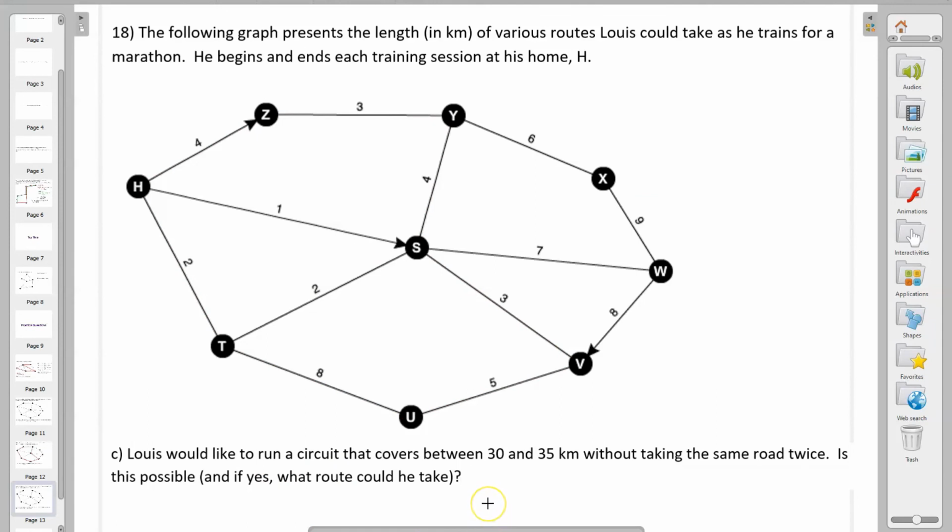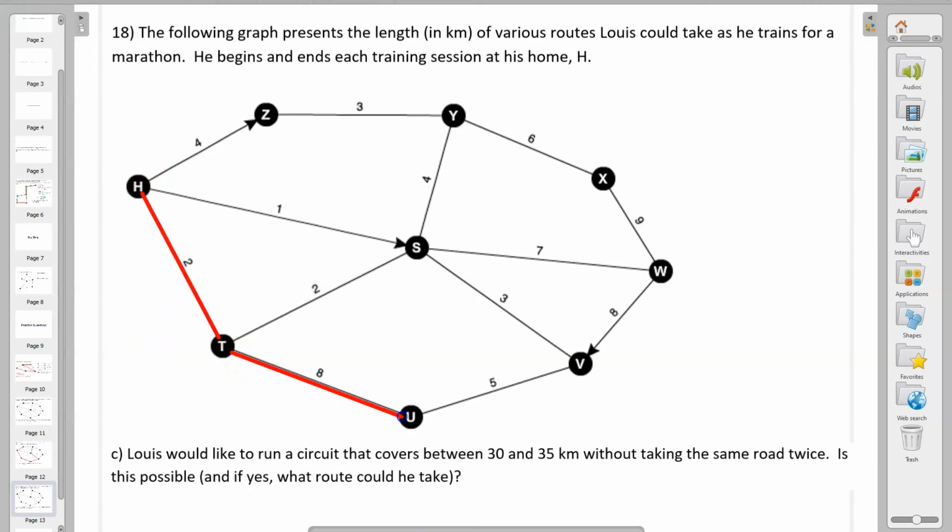Question C says Louis would like to run a circuit that covers between 30 and 35 kilometers without taking the same road twice. Is it possible? And if so, what route could he take? We know he has to start at H, so let's try some routes. I'm going to start at H and head down to T.